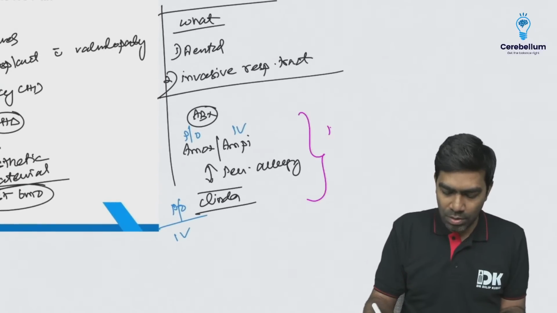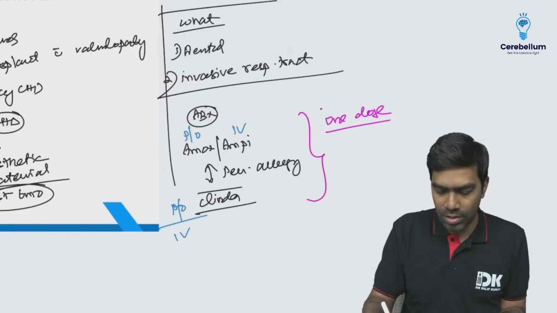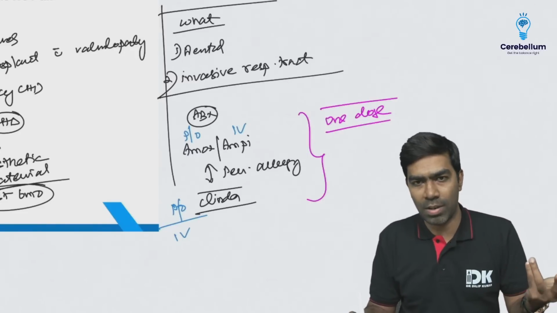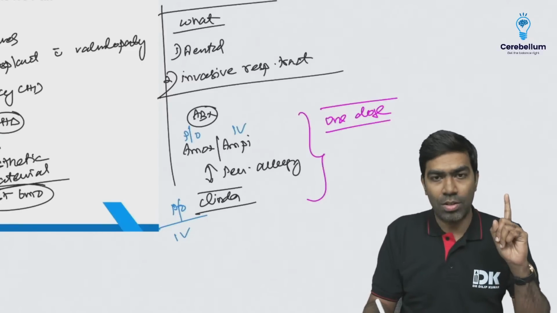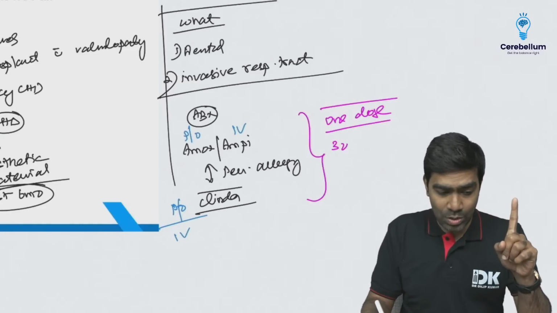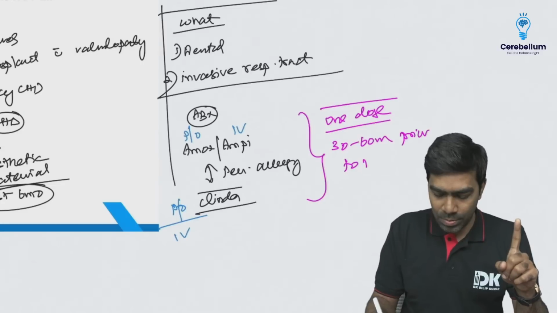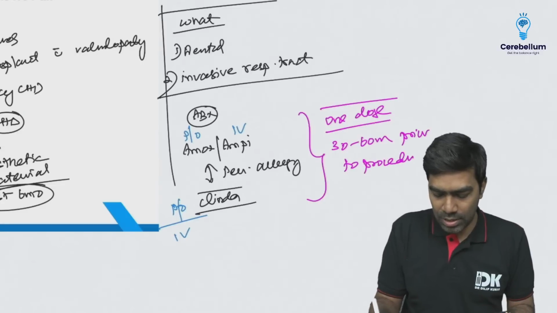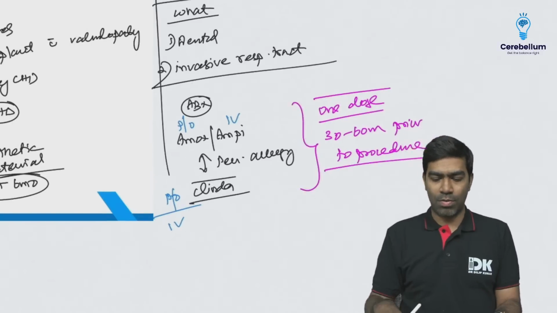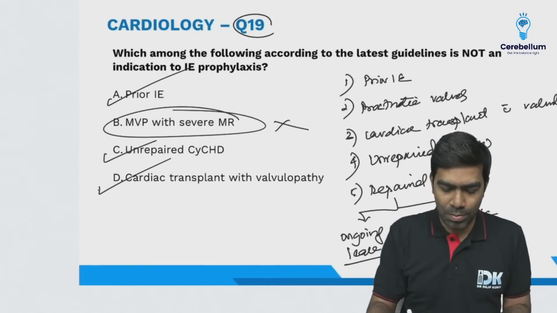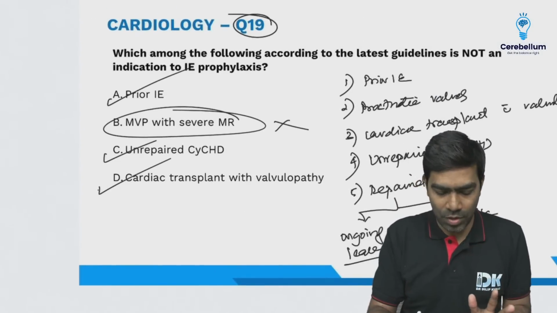Ultimately, you give a single dose, just one dose is enough, one shot of drug: 1 gram of ampicillin or amoxicillin, or 600 milligrams of clindamycin, just one dose, 30 to 60 minutes prior to the procedure. That's it. Nothing more than that is required. This is the prophylaxis for infective endocarditis. So prophylaxis is very, very important. That's the very high-yielding area. If at all they ask something about infective endocarditis, they're going to ask that only.